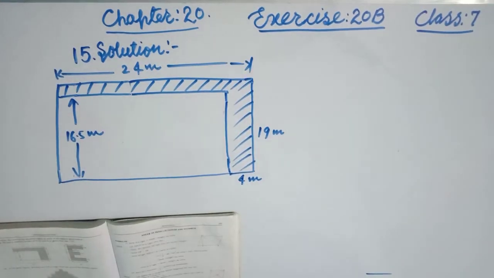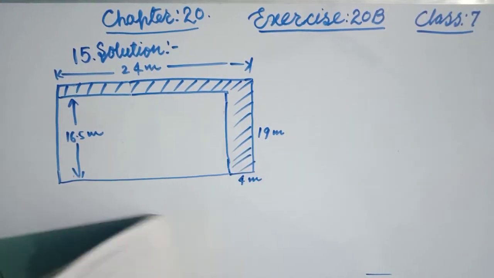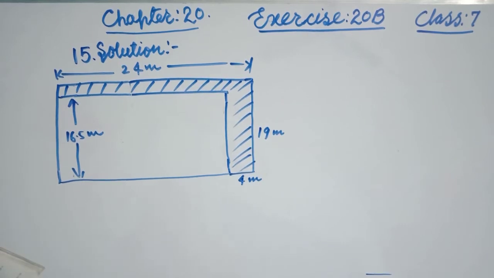Now see friends, here we will discuss a couple of questions of exercise 20b. This is class 7, chapter 20, mensuration. Now friends, in the last video lecture we had solved questions till 14. Now see the next. We'll start here from question number 15. So question number 15 has two sub questions with the figures given.